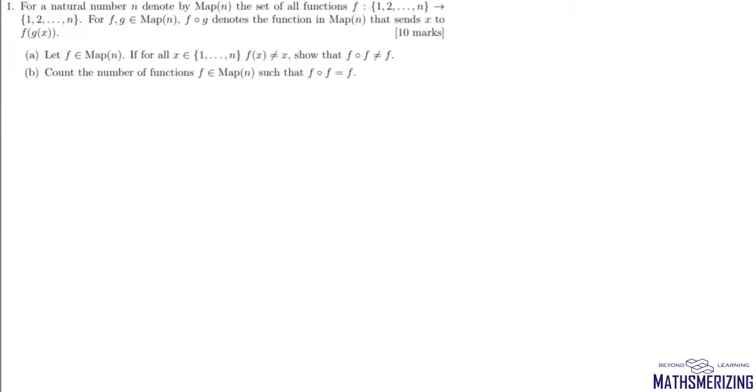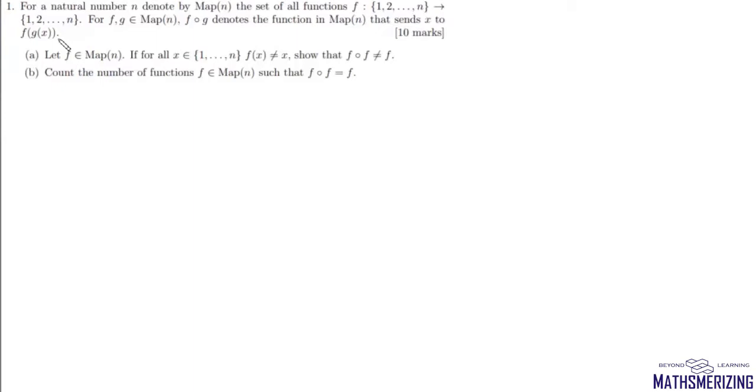Now we'll discuss questions in part B. The first question in part B is: for a natural number n, Map n is the set of all functions f defined from 1 to n to 1 to n. For f and g belonging to Map n, f of g x denotes the function in Map n which sends x to f of g x, which is the standard definition of composite functions.